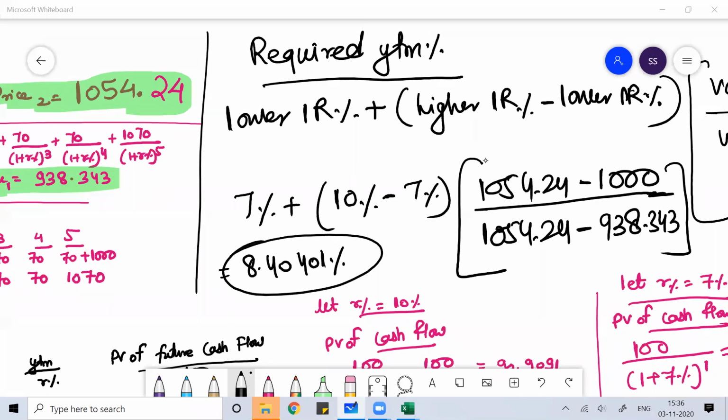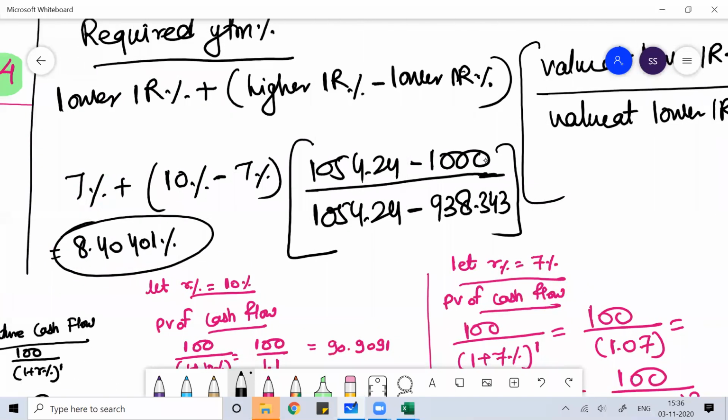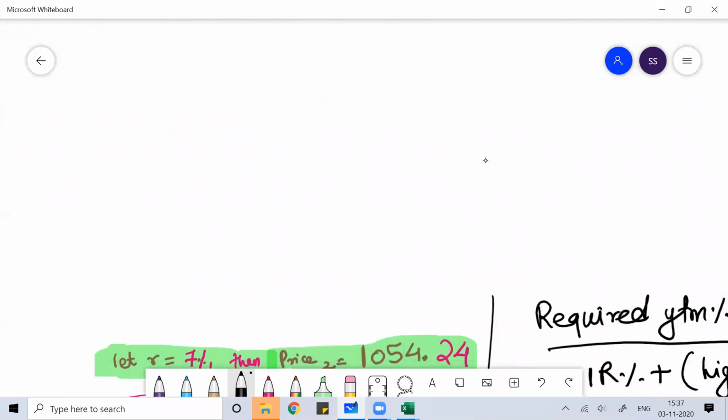So this is your YTM. This is your answer. Very simple. So I hope by this time you would have learned a lot. You can see that in the exam you will definitely get a question on YTM calculation and how to do that. By this time you can easily have understood that part. How will you solve that kind of question?